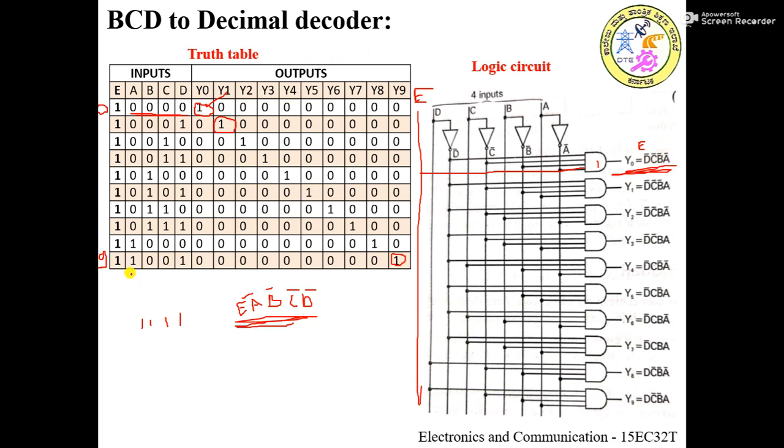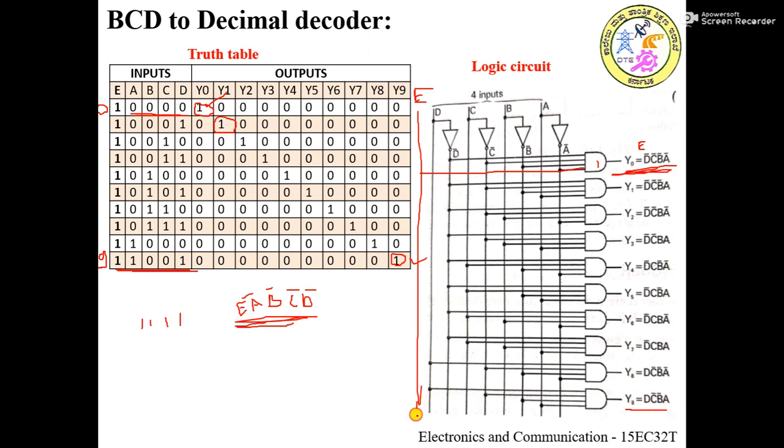Similarly, you can continue till the last combination, which is y9. If you want to write the expression for y9, y9 is not 0 only for the last combination. You have to multiply the literals: E multiplied with A multiplied with B bar, C bar and D. So that is the last combination, y9.